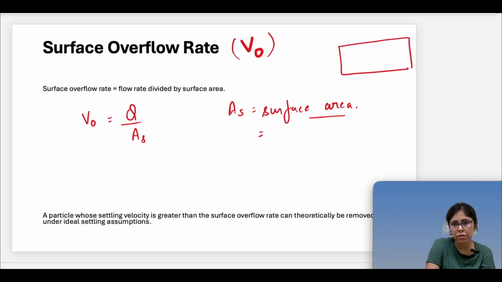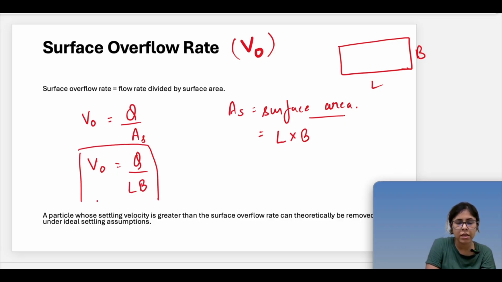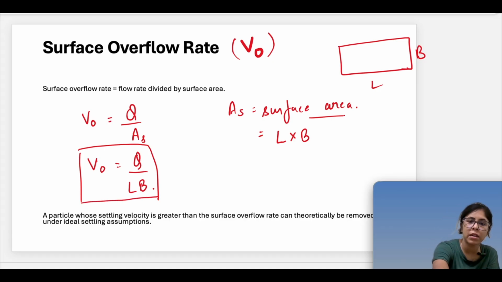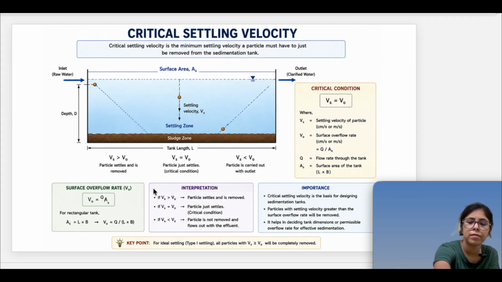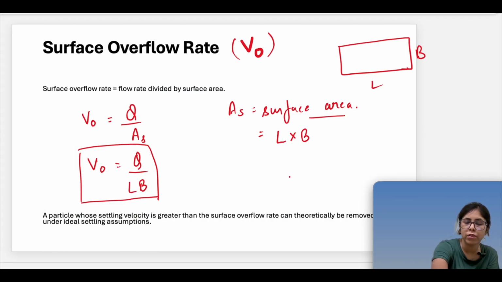The surface area is the surface on which water is flowing. This is L, this is B. So surface area is L into B. If I want to know V naught, then it is simply Q upon LB. So this is your surface overflow rate. A particle whose settling velocity is greater than the surface overflow rate can theoretically be removed. We know the settling velocity of the particle, so if that settling velocity is greater than the surface overflow rate, then the particle will settle down.